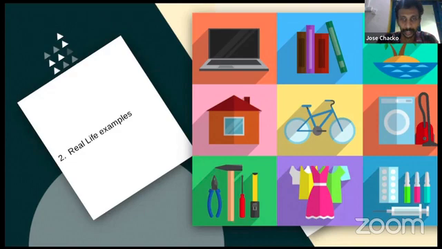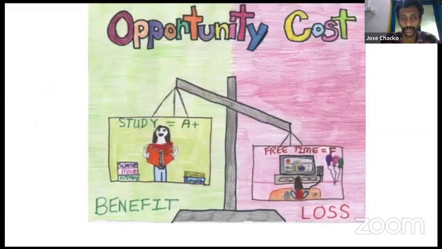For instance, when you are teaching the concept of opportunity cost, you can teach them as you can see in this study. If you study, you will get A plus, but if you don't study, that means free time is equal to failure, or F grade you will get. So from this, it is clear to the student that the opportunity cost of studies is not studying or free time. So this is also an example that we can use to teach them the basic concepts.